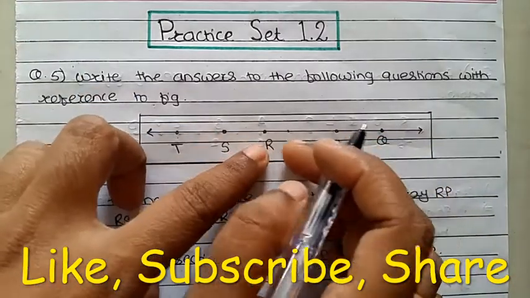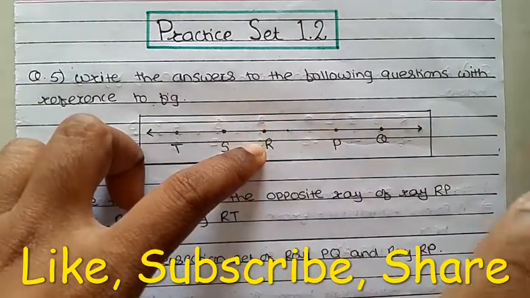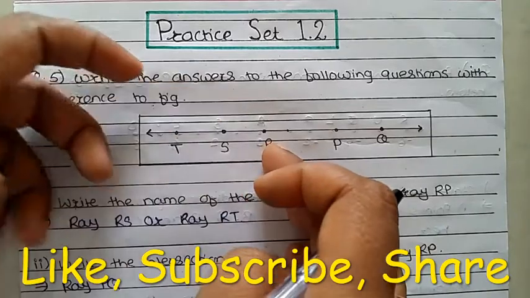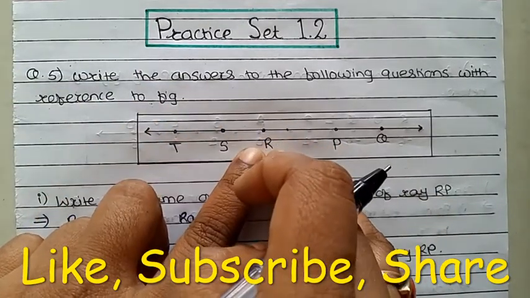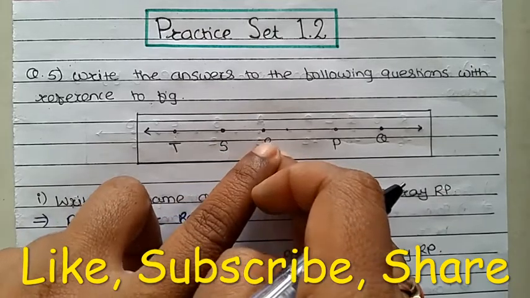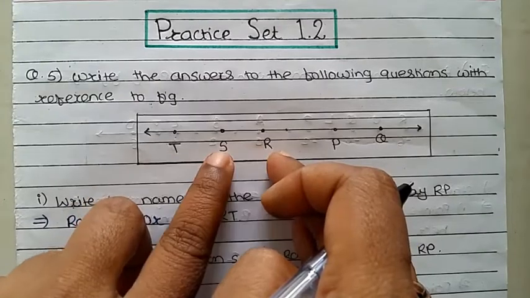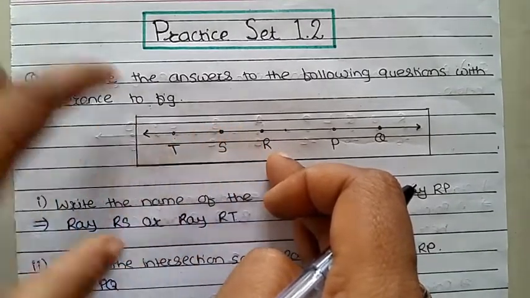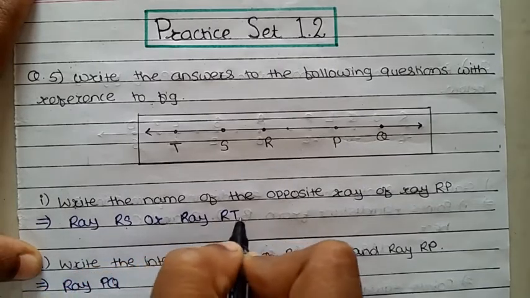Ray RP, that means this one. This arrow indicates that it goes to infinity. So the opposite ray of RP is what? Opposite means this side. So it is either RS or ray RT. Two rays are there, that is RS or RT. Therefore we can write it as ray RS or ray RT.